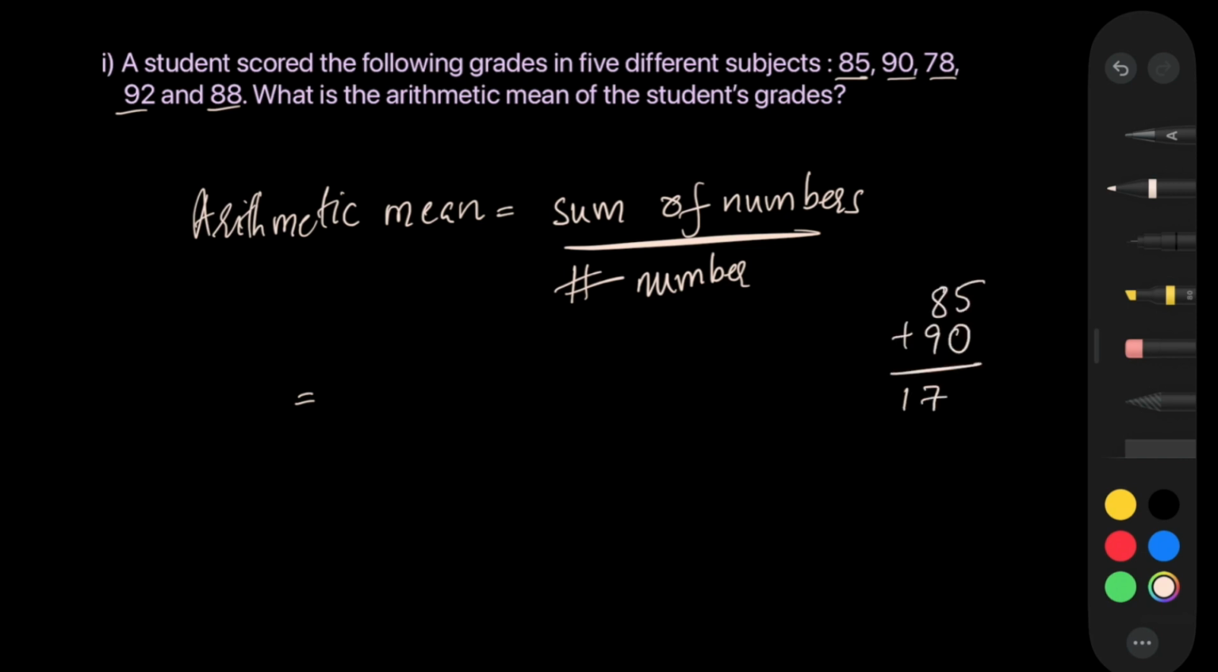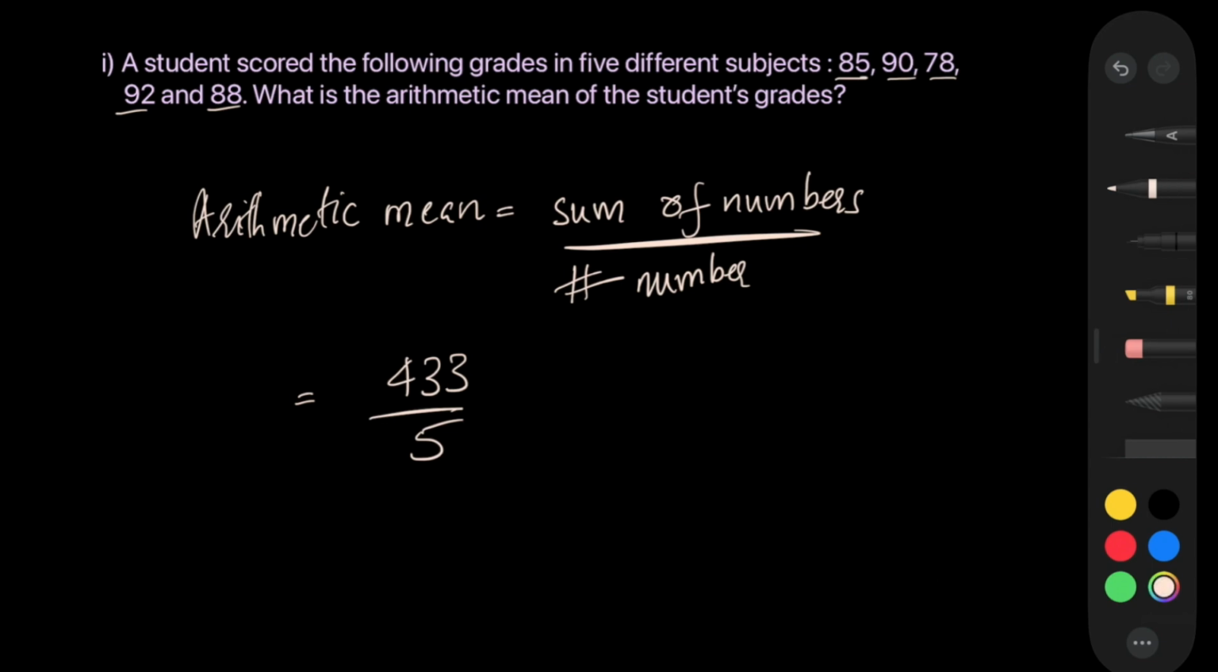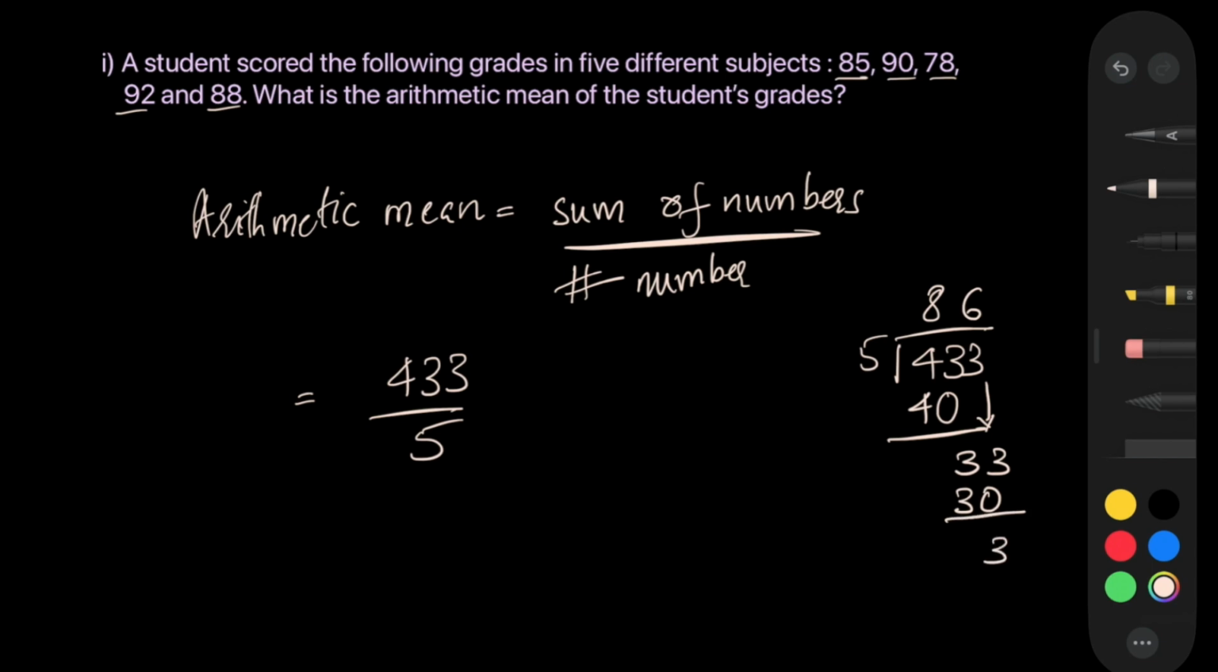So the arithmetic mean is 433 divided by 5. Dividing 433 by 5, we get: 5 goes in 43 8 times with a remainder of 3. We bring down the 3, we get 33. 5 goes in 33 6 times and we get a remainder of 3.